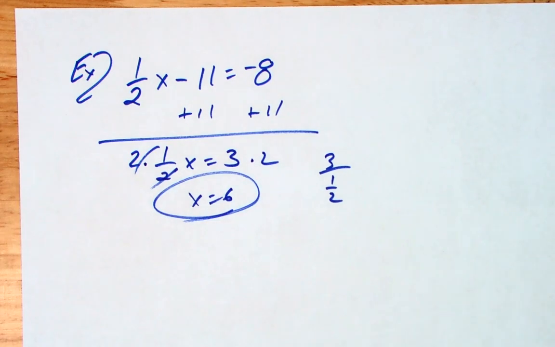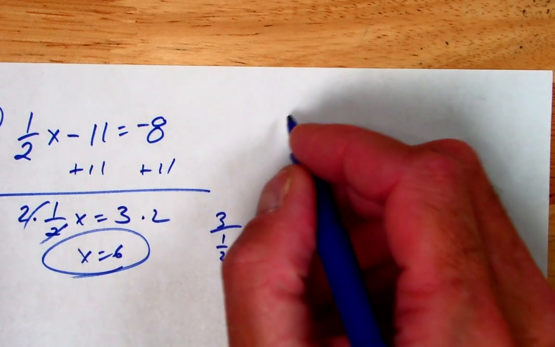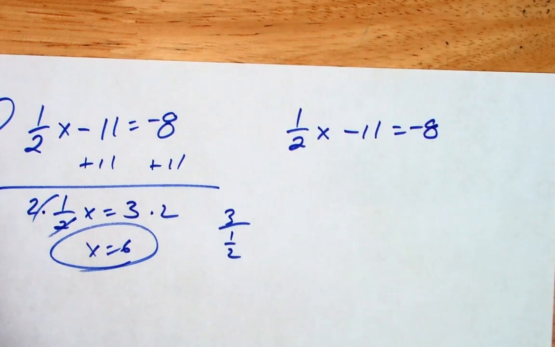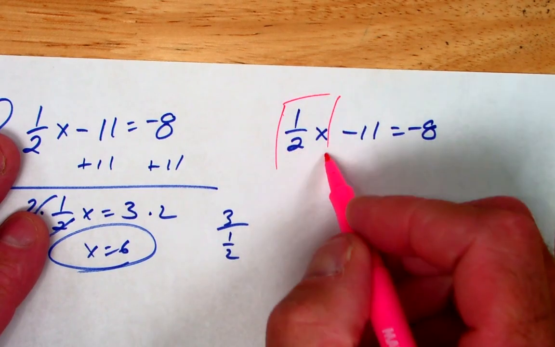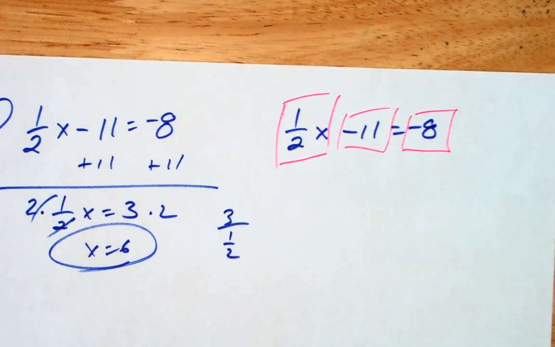Erase, put your caps on your pens. I want to show you an alternate method that is going to save you a lot of grief. Okay? First thing you need to realize is there are 3 terms here. 1/2 x is a term, -11 is a term, -8 is a term. If it's separated by a plus or a minus, those are all terms. Okay? So what you can do, even on this problem, I probably would have done it the same as you. But the next one you're going to want to do the way I recommend.